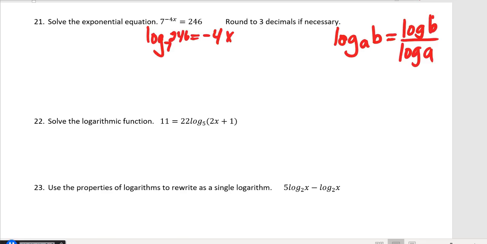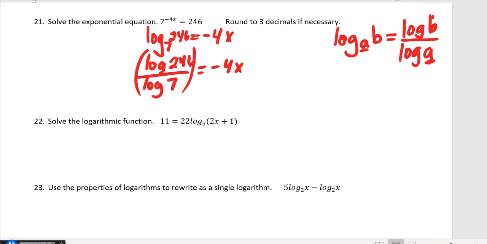The way I remember this is base bottom. Put the base on the bottom. So I'm going to say log of 7. The base goes on the bottom, and then 246. Now, I could put this in my calculator and get a number, but I want x to be by itself. So I'm going to divide both sides by -4. And I'm going to get that x is around, remember it's not exactly because we're rounding, -0.707.